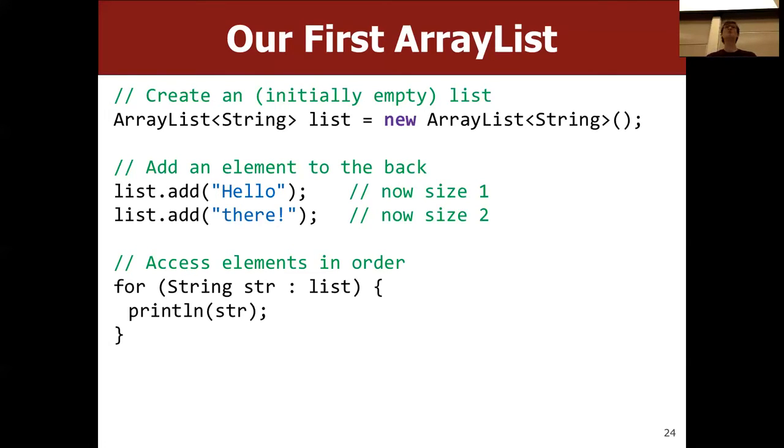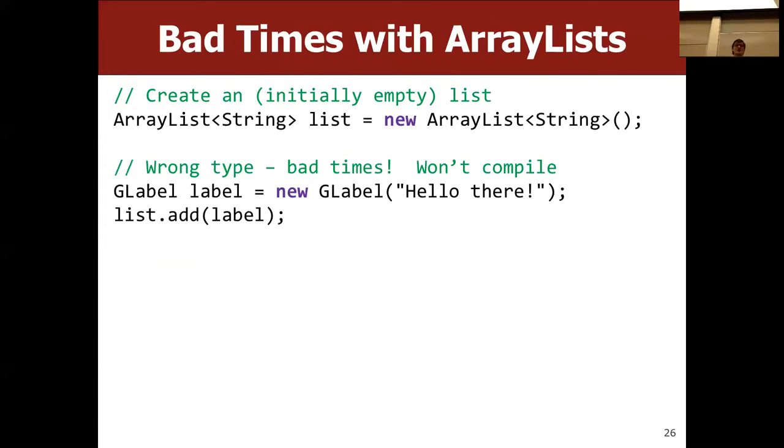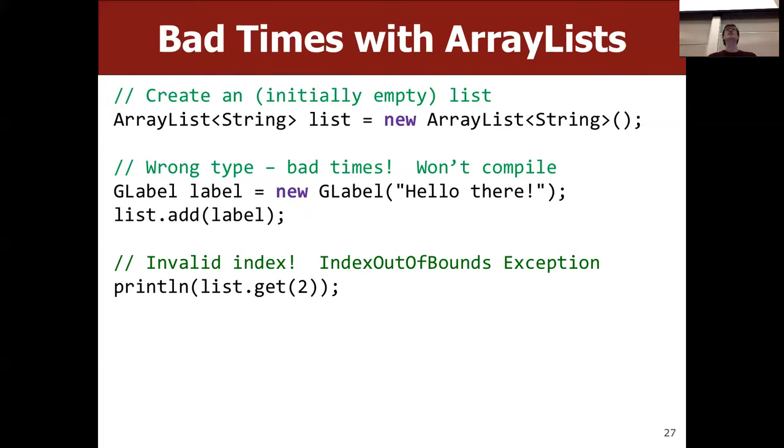Okay, so a couple of drawbacks or things that you should not do with array lists. If we make a new array list and you're like, actually, I had second thoughts, I want to put a GLabel in my array list, the array list is like, can't do that. Just like for arrays, you can't put things in with the wrong type. Once you specify the type that the array list will store, you have to put things in only of that type. So this won't work. The other thing, just like for arrays, is you can't get things that are not valid indices.